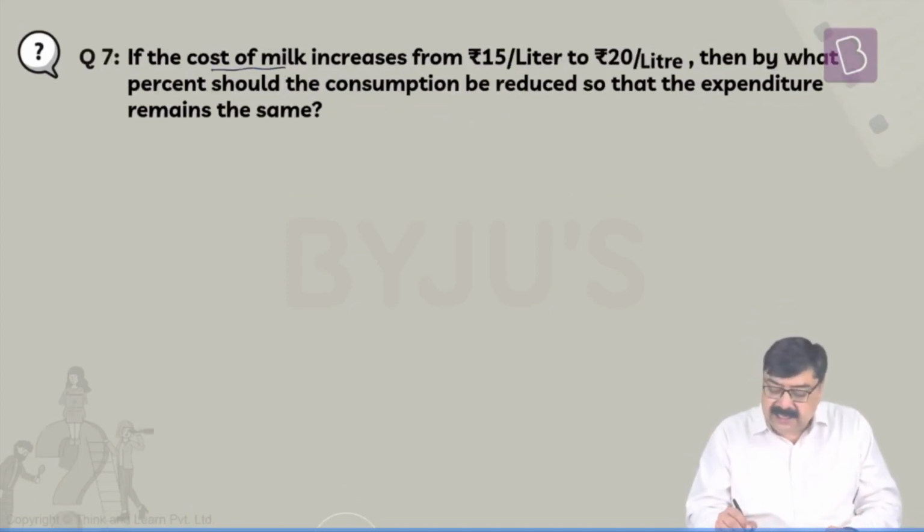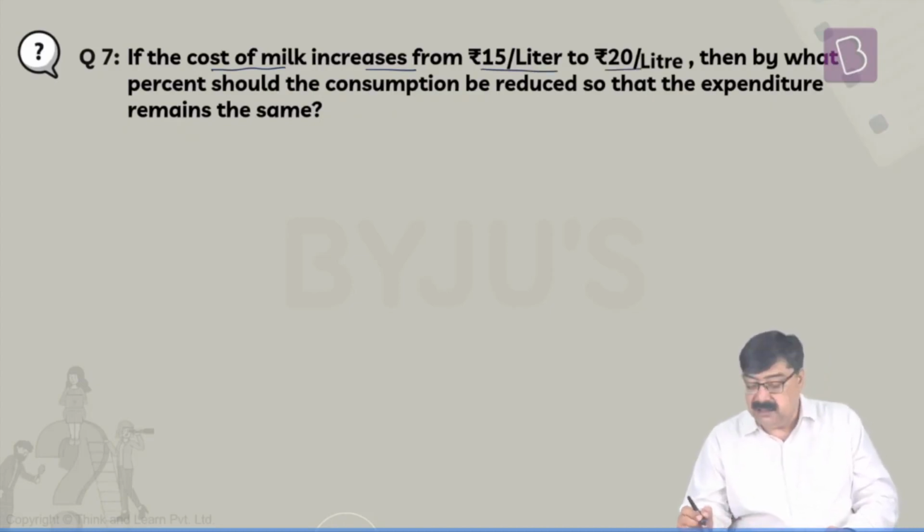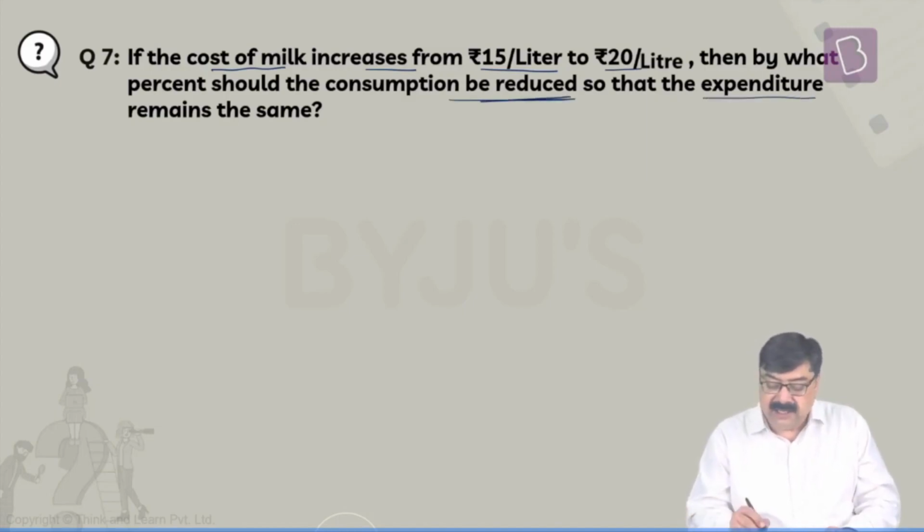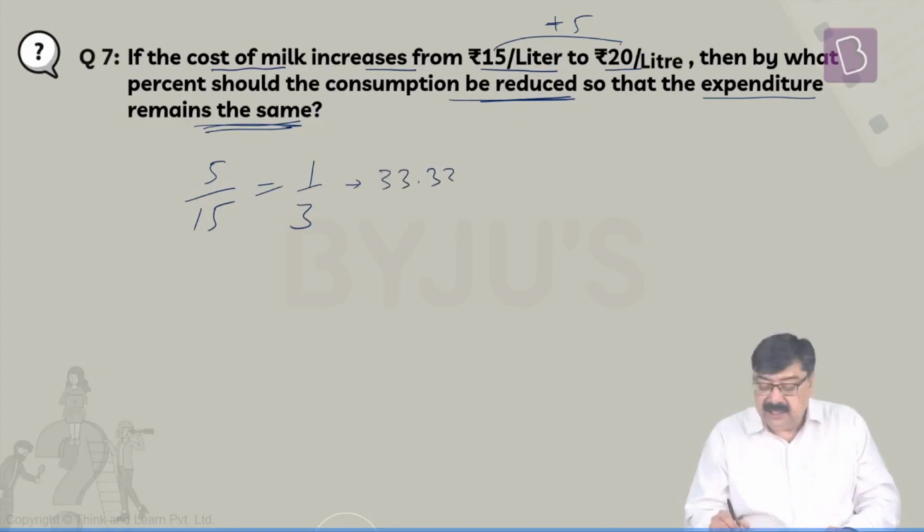All right, let's look at this. If the cost of milk increases from 15 rupees per liter to 20 rupees per liter, then by what percent should the consumption be reduced so that the expenditure remains the same? Now 15 to 20, how much is the increase? Increase is 5 rupees. So 5 rupees increased over 15 rupees, that is 5 by 15, which is 33.33%. So the cost of milk has become more by 33.33%. So consumption should become less by how much?